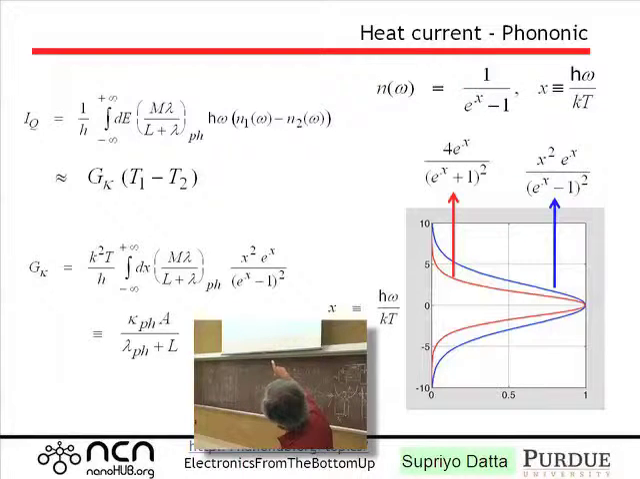Interestingly though, that function doesn't look too different from df dE. Looks almost the same. That's what I've tried to plot here: if you take that x squared e to the power x over e to the power x minus 1 squared, you get that blue curve. Whereas when you take df dE and multiply by 4, you get that red curve. So it's kind of similar but not exactly the same curve. You don't expect it to be the same curve, actually.